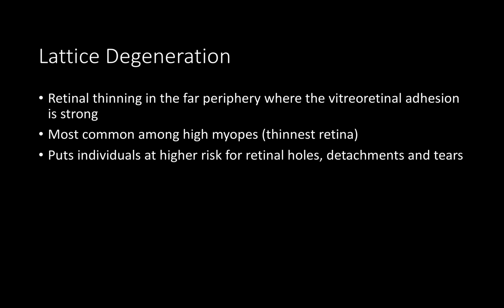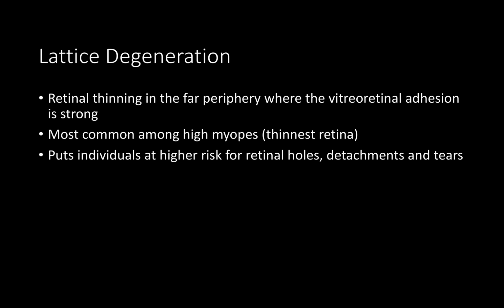So lattice degeneration is not something I have a lot of pictures of in the book, but I wanted to show you guys a little bit about what that looks like. It looks like retinal thinning in the far periphery where the vitreous adhesion is strongest. This is, again, most common in high myopes because they have the thinnest retina, so they have the most accelerated degeneration in this region. But really, anybody who's highly myopic will be screened for this, and they'll do a retinal exam that's really focusing in that peripheral region to determine whether or not they're experiencing any of these lattice sort of characteristics.